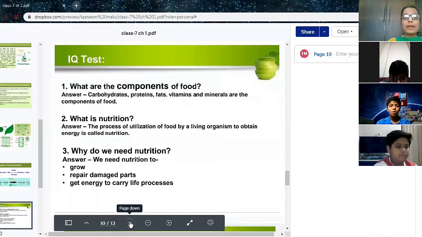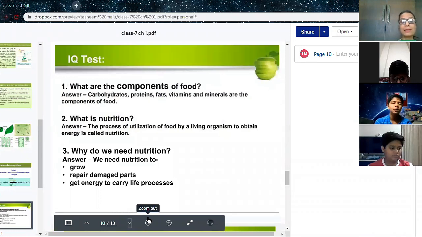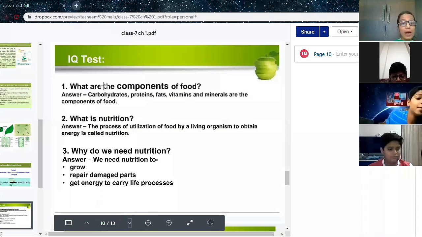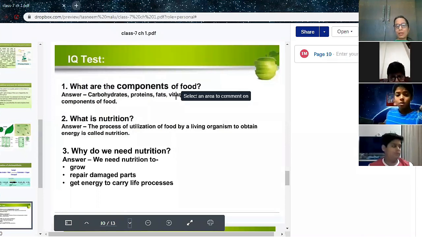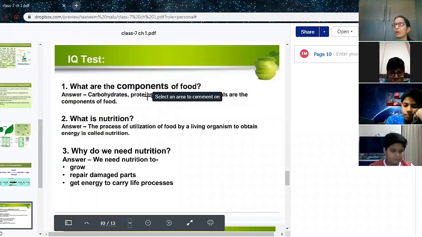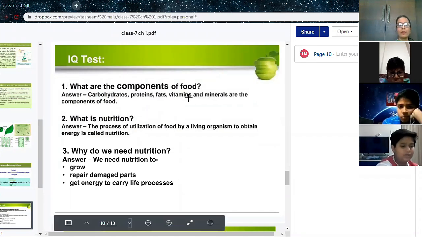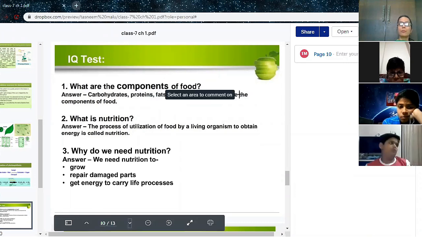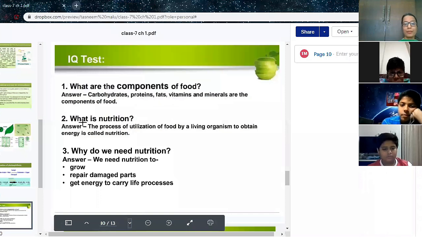Okay, now first, what are the different components of food? They are carbohydrates, proteins, fats, vitamins and minerals. Carbohydrates and fats are energy giving food, while proteins are body building food. Vitamins and minerals are the protective food, right?